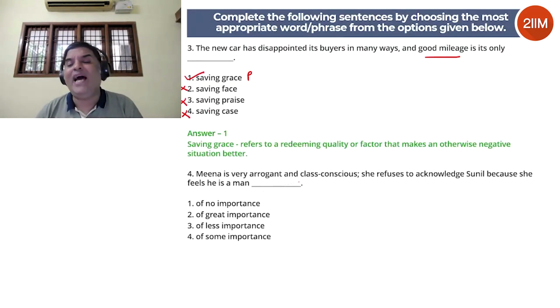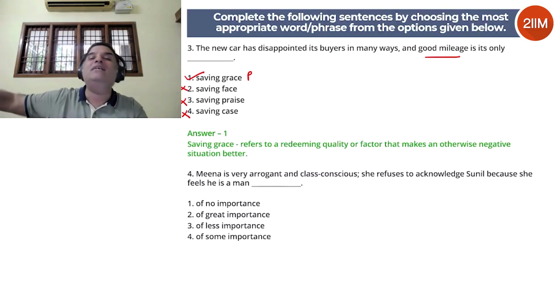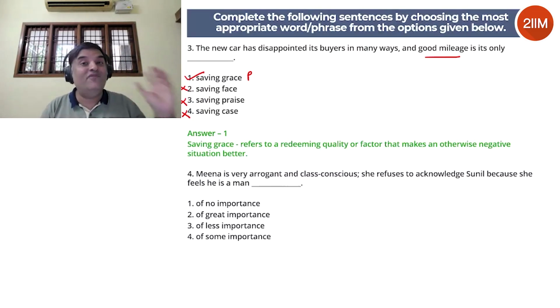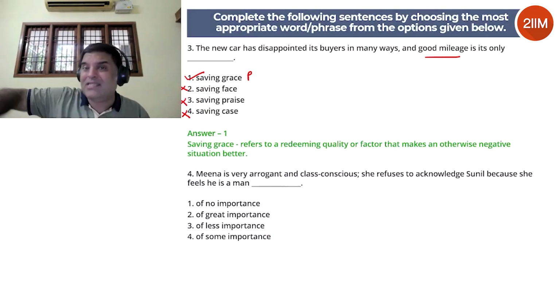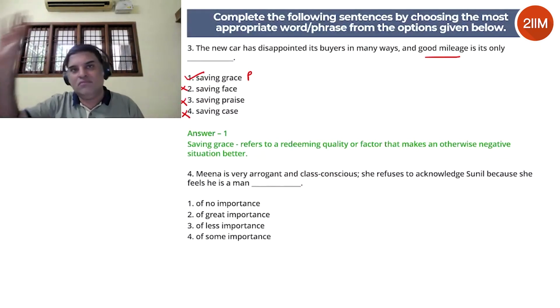It says Meena is very arrogant and class conscious. She refuses to acknowledge Sunil because she feels he's a man dash. Now, again, try to make a guess. Don't look at the options. I should have put an animation for options as well, but don't look at the options. Meena is very arrogant and class conscious, so she's extremely negative and elitist. She refuses to acknowledge Sunil because she feels he's a man dash. So here she's completely disregarding Sunil. From the second part of the sentence, it looks like she's completely disregarding or ignoring Sunil. That is a broad guess.